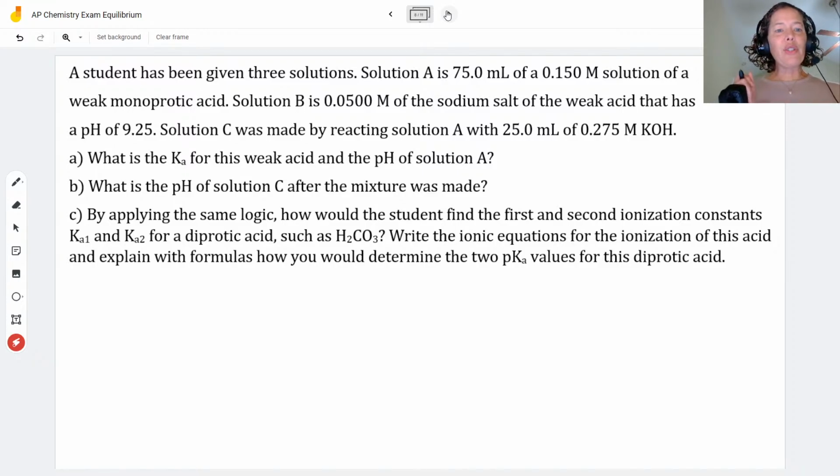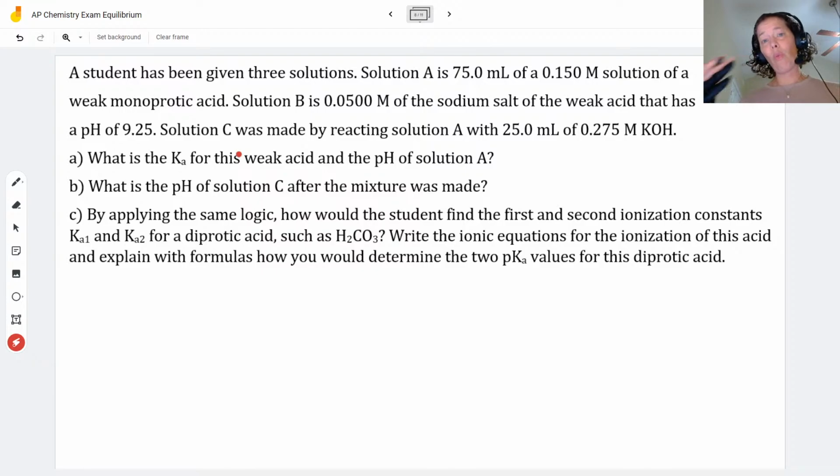Let's read through it. A student has been given 3 solutions. Solution A is 750 milliliters of a 0.15 molar solution of a weak monoprotic acid. Solution B is 0.05 molar of the sodium salt of the weak acid that has a pH of 9.25. Okay, makes sense. It's going to be a conjugate base. Solution C was made by reacting solution A with 25 milliliters of 0.275 molar potassium hydroxide. So we've got a lot going on here with these different solutions, and we don't actually have an identity for our acid. We just know that it's a weak acid, and that it is monoprotic, meaning it only has 1 proton to donate.